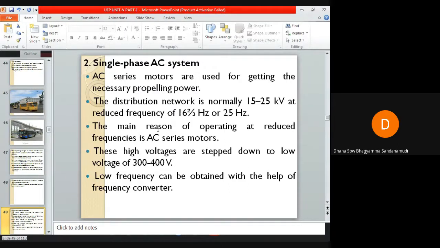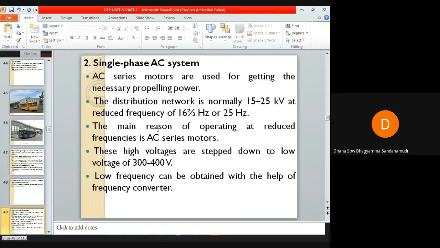The distribution network employed for such traction systems is normally 15 to 25 kilovolts at a reduced frequency of 16 2/3 hertz or 25 hertz. The frequency is reduced from the normal frequency to a low frequency of around 16 2/3 hertz or 25 hertz. The main reason for operating at reduced frequencies is the AC series motors, because these motors are more efficient and show better performance at low frequencies.